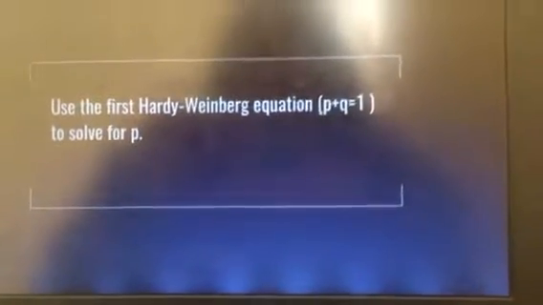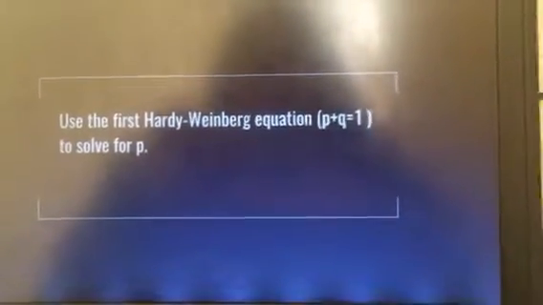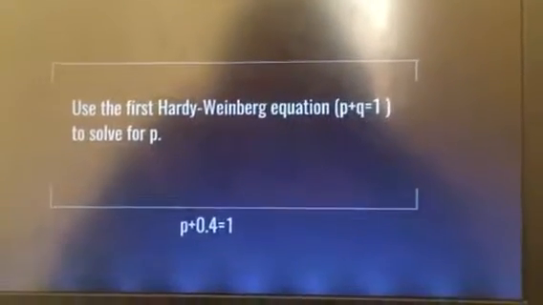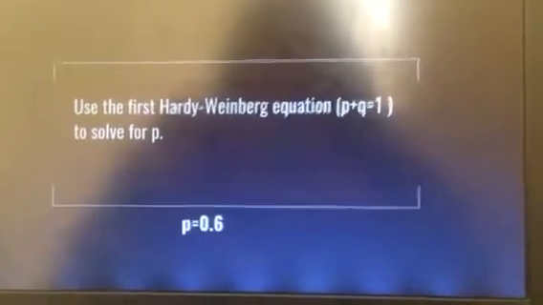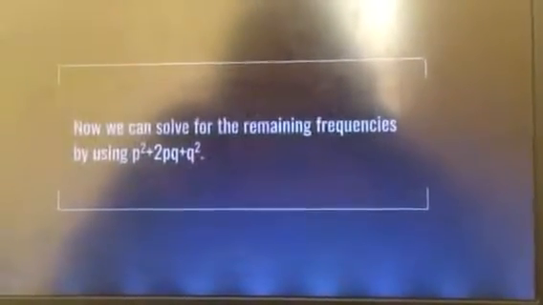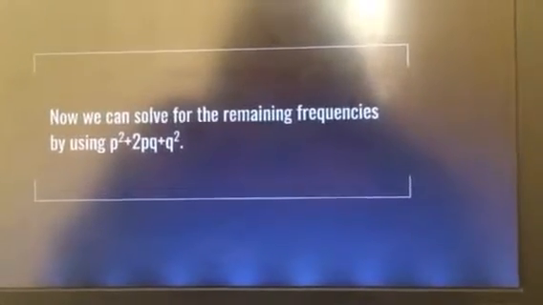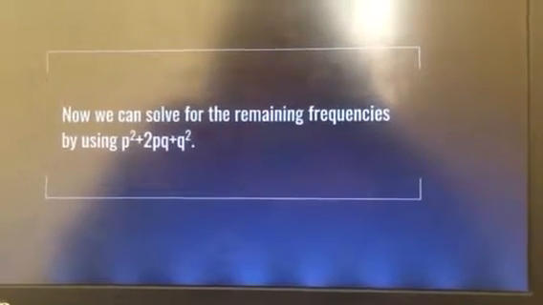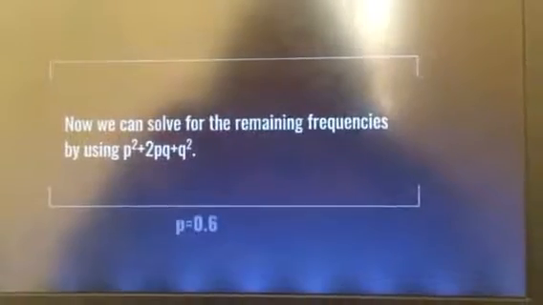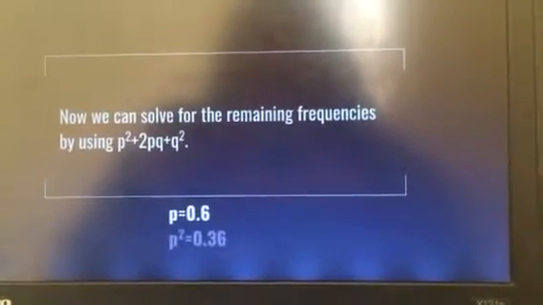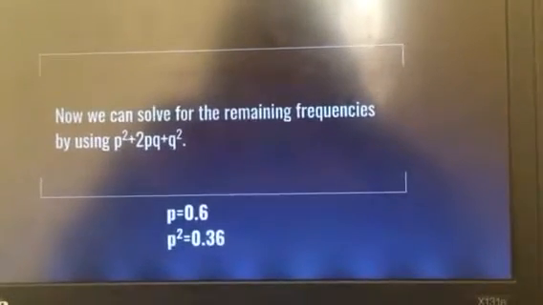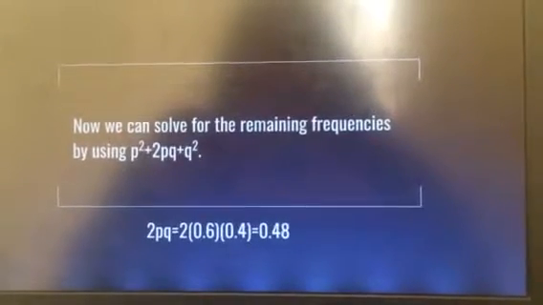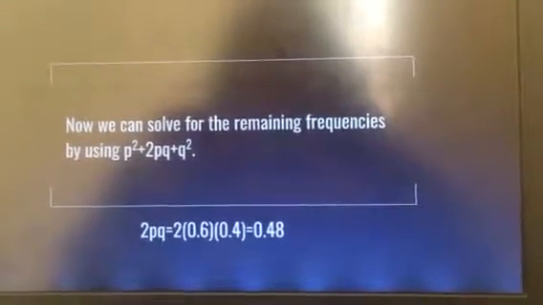Now, using the Hardy-Weinberg equation p plus q equals 1, we can solve for p. So p plus 0.4 equals 1. So in that case, p has to equal 0.6. Since we now know both p and q, we can solve for the remaining frequencies using p squared plus 2pq plus q squared. So p equals 0.6, so p squared equals 0.36. 2pq equals 2 times 0.6 times 0.4, which equals 0.48.